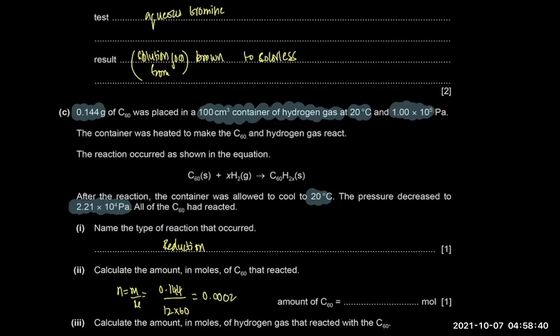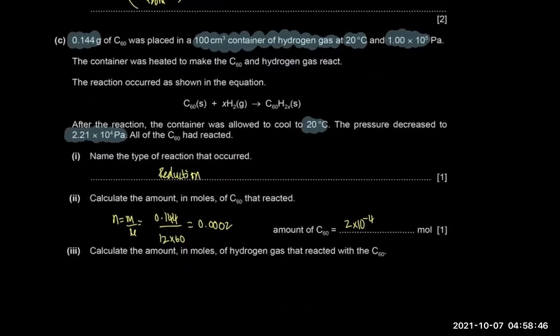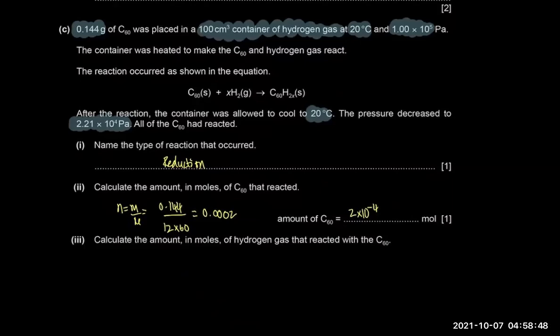So 0.30 then a 2. 0.0002, which is 2 times 10 to the power of minus 4. Okay. Calculate the amount in moles of hydrogen gas that reacted with the C60. Now, my question is this.